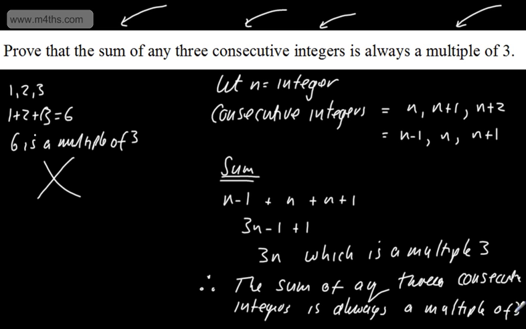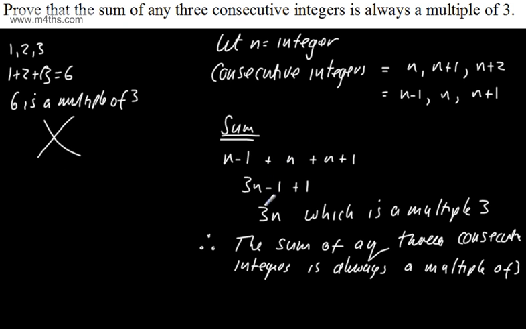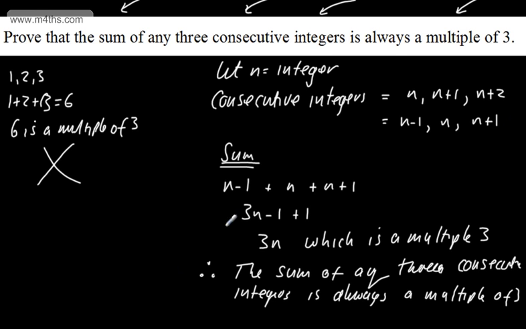So all I've done is simply let n be equal to some integer. So consecutive integers: n minus 1, n and n plus 1. I've shown that when I sum them, which means I add, we can simplify to 3n, which is a multiple of 3. Therefore, the sum of any 3 consecutive integers is always a multiple of 3.